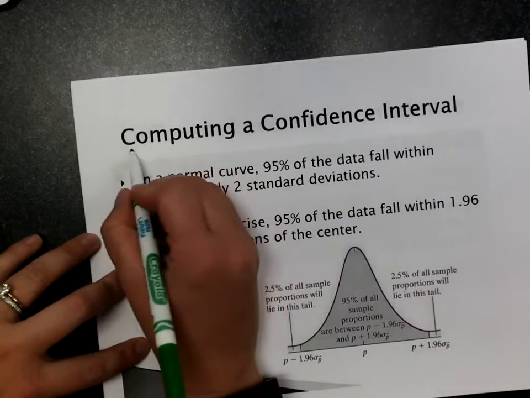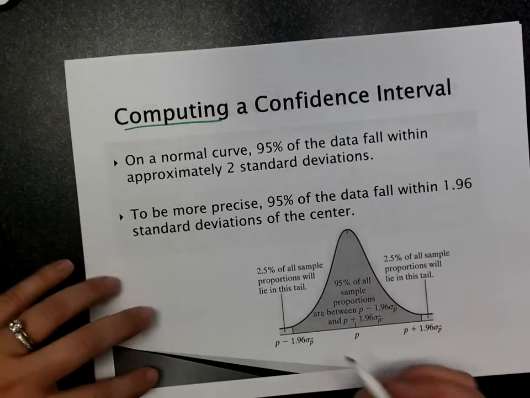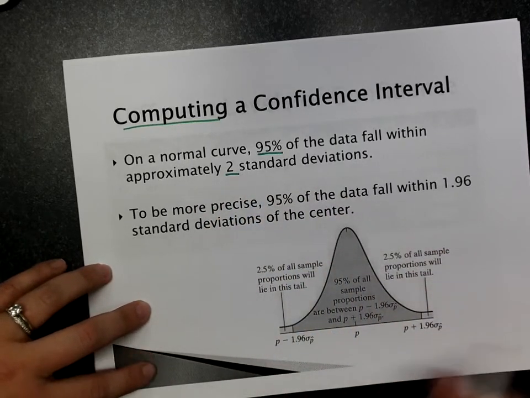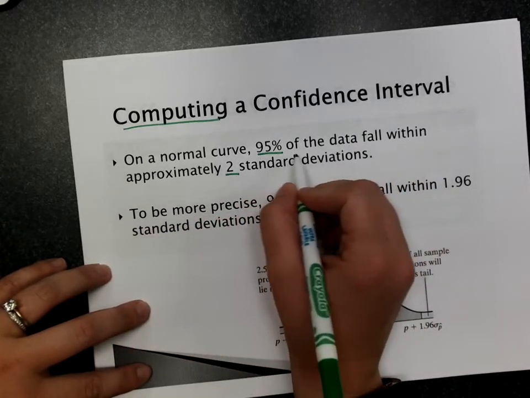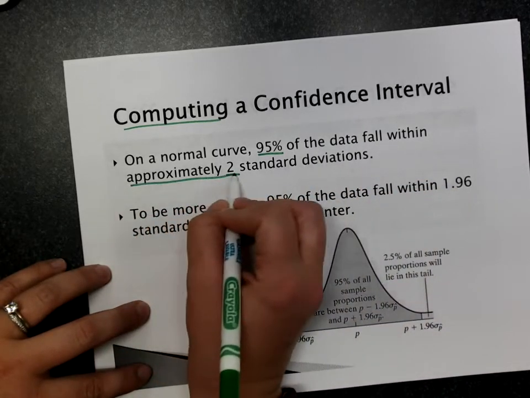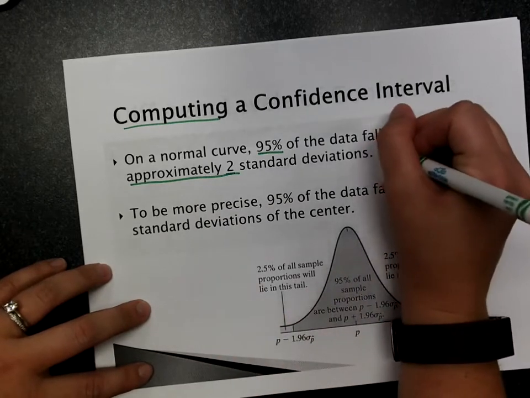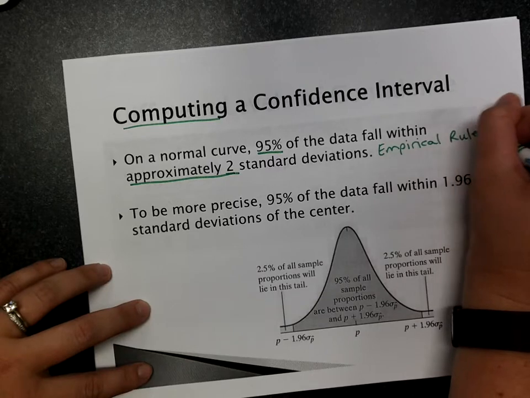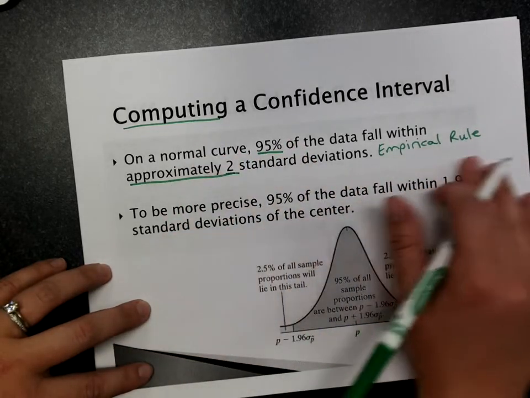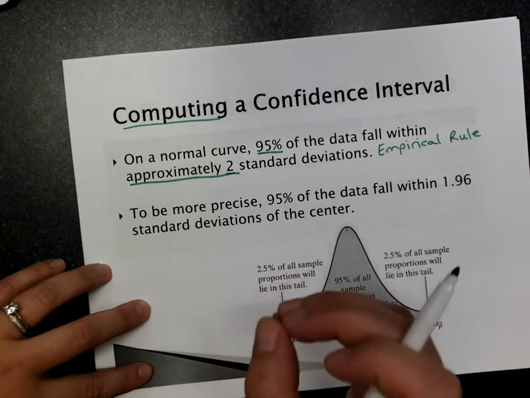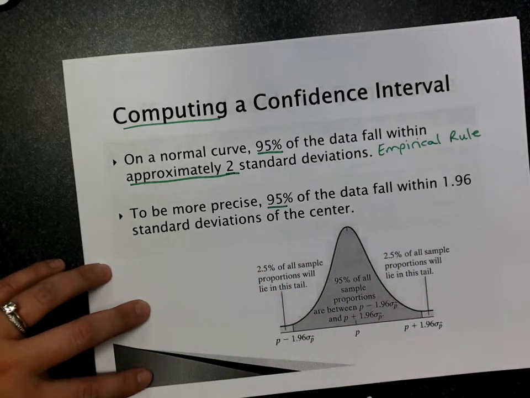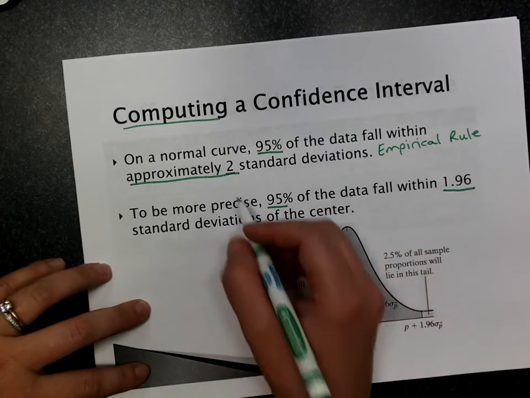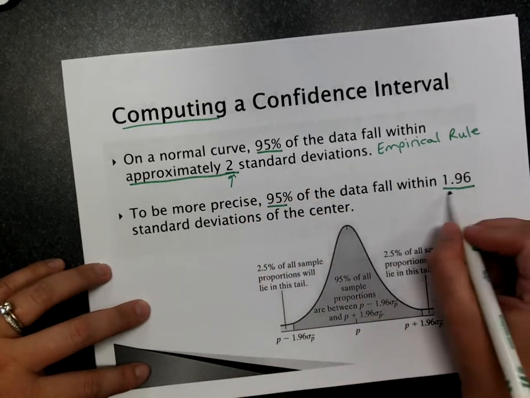In order to compute a confidence interval, we need to have the exact number of standard deviations for different percentages of confidence. So remember on a normal curve, 95% of the data fall within approximately 2 standard deviations. This is from the empirical rule. And that's an approximation using the empirical rule. If we were to exactly calculate it, 95% of the data fall within 1.96 standard deviations, which is pretty close to 2, but not exactly 2.